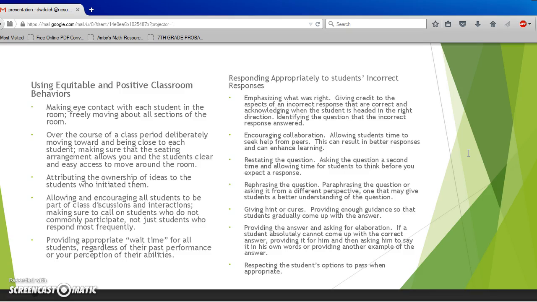Also, attributing the ownership of the ideas to the student who initiated them. Allowing and encouraging all students to be part of class discussions and interactions, making sure to call on students who do not commonly participate, not just students who respond most frequently. Also providing appropriate wait time for all students regardless of their past performance or your perception of their abilities.